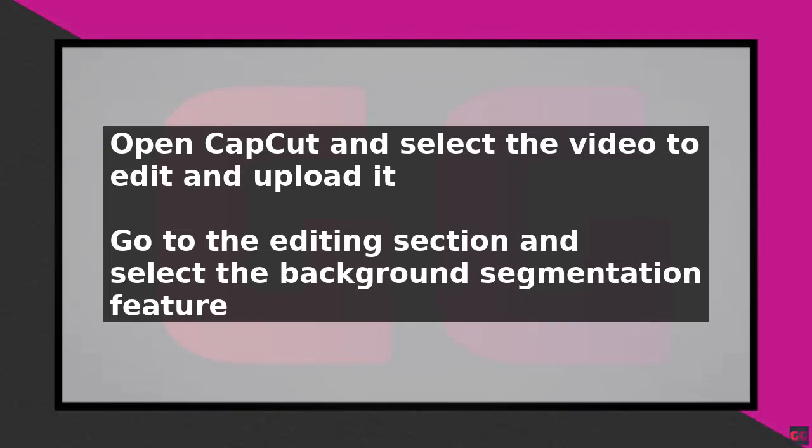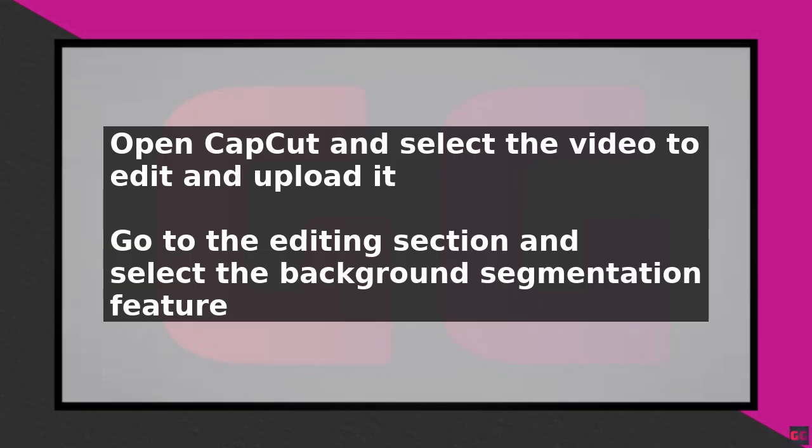To blur the background of a video in CapCut, start by opening the app and selecting the video you want to edit. Once your video is uploaded, go to the editing section and select the chroma key option. But since you want to blur the background, you will use the background segmentation feature instead.